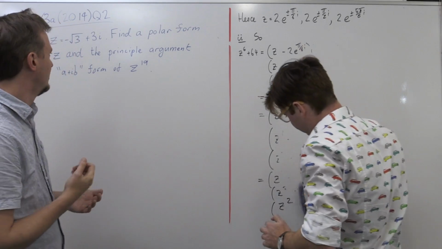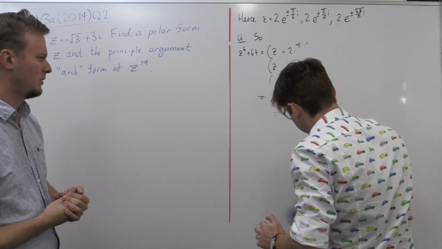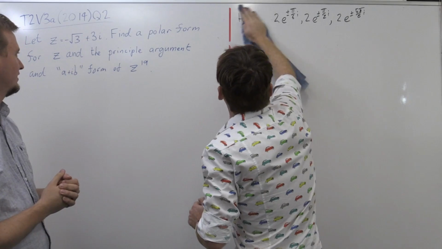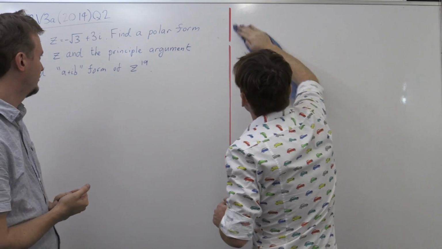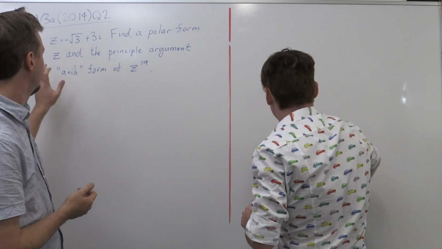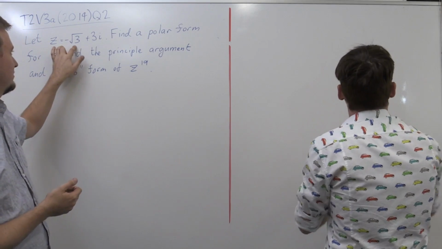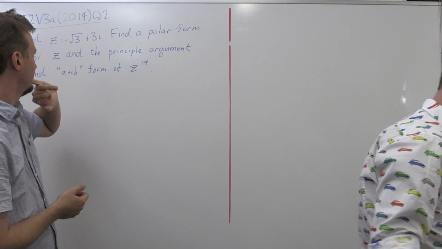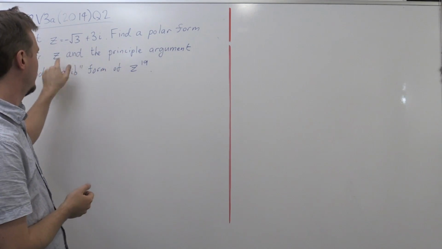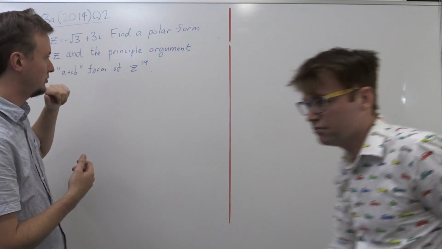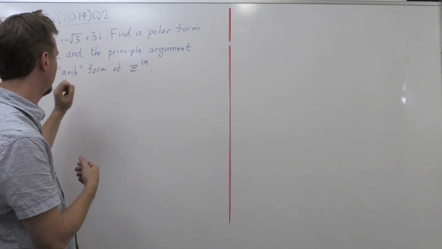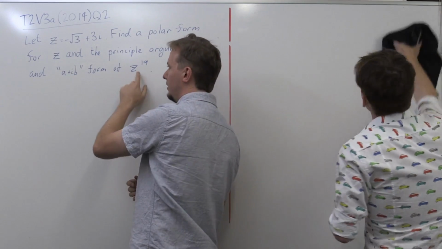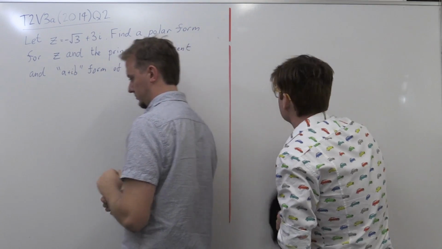Yeah. So I'm going to answer what might be a similar question. Again, it's about complex numbers, and again, we're going to have to do something with the principal argument. So we have this complex number, minus root 3 plus 3i. The first task is to find a polar form for this number. And once you have that, you can find the principal argument and the Cartesian form, the a plus ib form, of z to the power of 19.